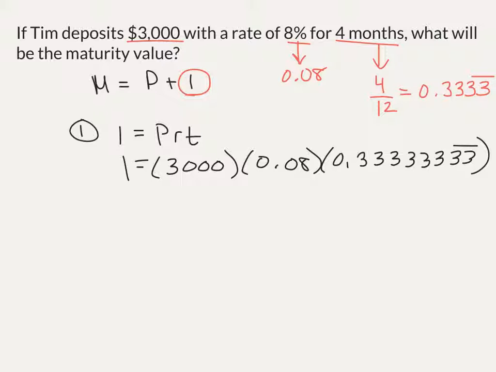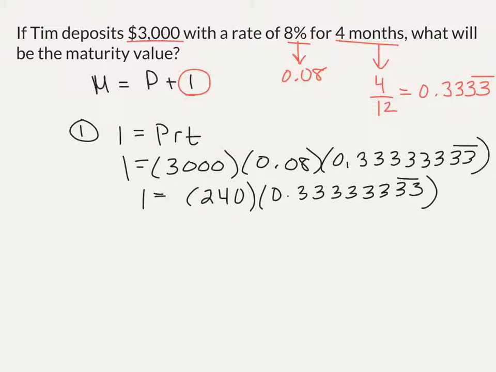Next, we want to multiply 3,000 times 0.08, and we get a value of 240. Then we'll multiply 240 by 0.33333 repeating. And we want to keep that decimal as long as possible in order to get an accurate answer. So when we multiply those two values together, we get that I equals $80. Now we have our value for I, which we need in order to find the maturity value.